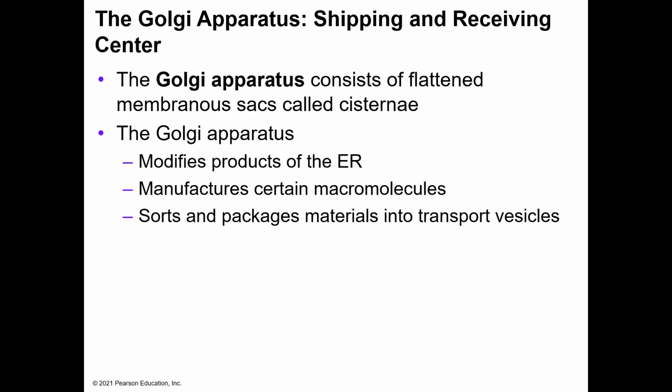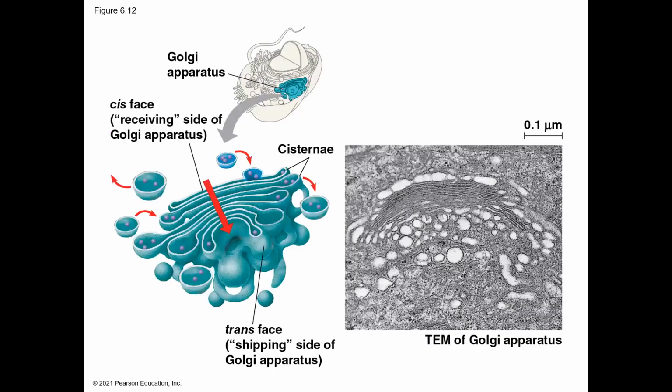And when all the ingredients are in place, you can then assemble larger macromolecules that need to be sorted and packaged into transport vesicles that will then be sent to different parts of the cell or outside of the cell. Now, this is the diagram of the Golgi apparatus. And you can see there, I call stacks of pancakes, which are the cisternae.